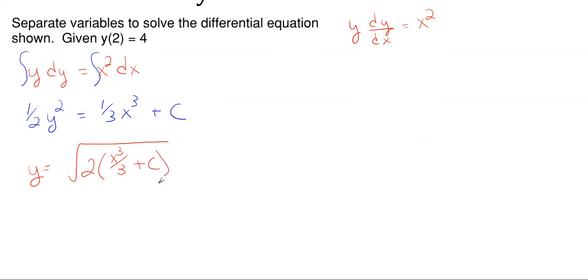So that is my y equation. Now, since we are given a boundary condition here, we can actually solve for what this c constant is. So let's go ahead and plug in our boundary condition to solve for this constant c.